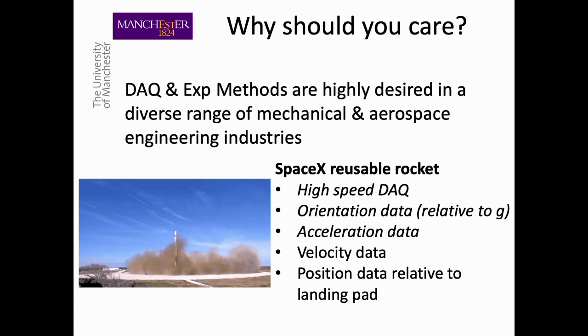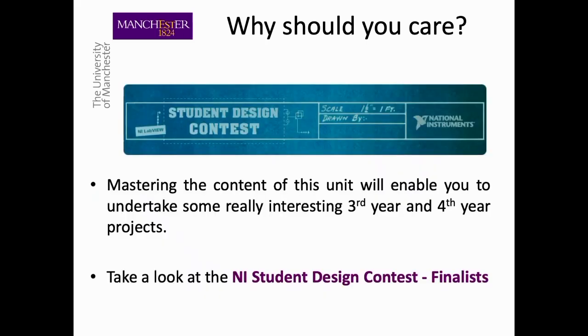So we're going to do high-speed data acquisition, and we want to know what the orientation of this vehicle is. We do that relative to gravity, because we know the direction of gravity. If we can measure that with an inertial measurement unit, then we can apply signals to keep it in the right orientation as it's progressing to the landing point, which is some GPS information that we can use. So acceleration data, velocity data, position data, relative to the landing data, all about data acquisition.